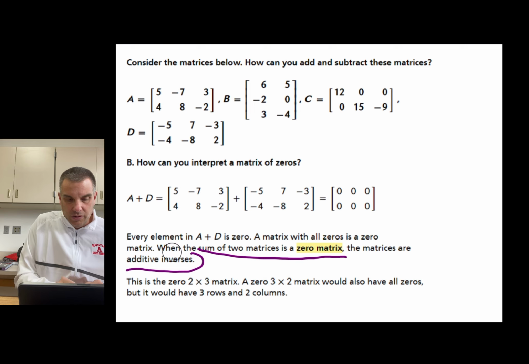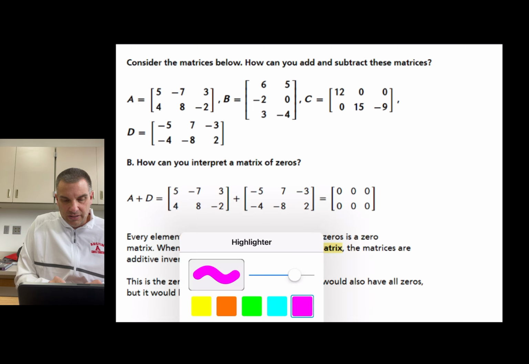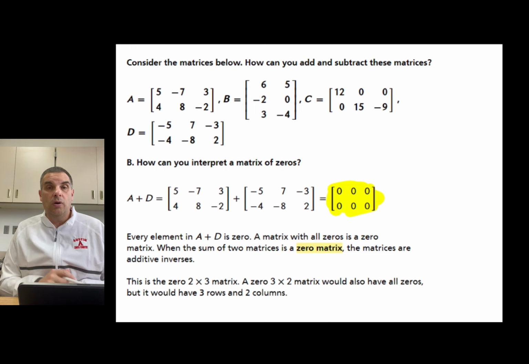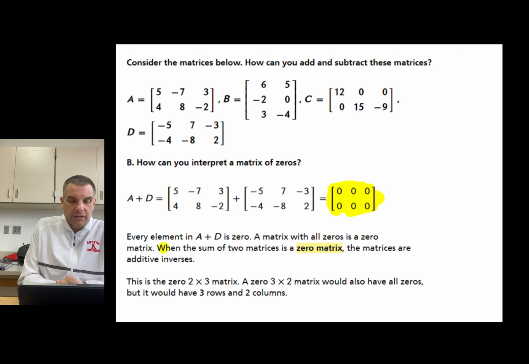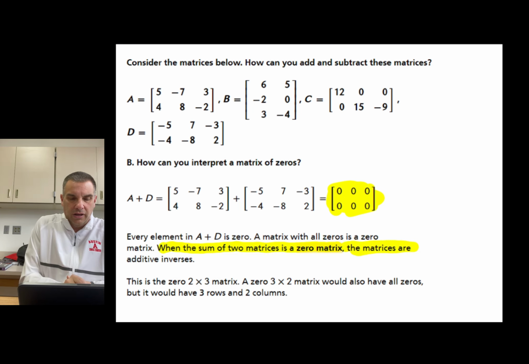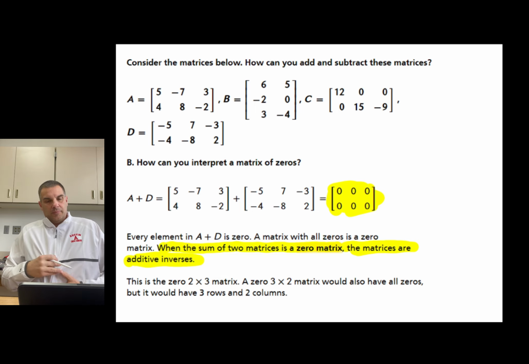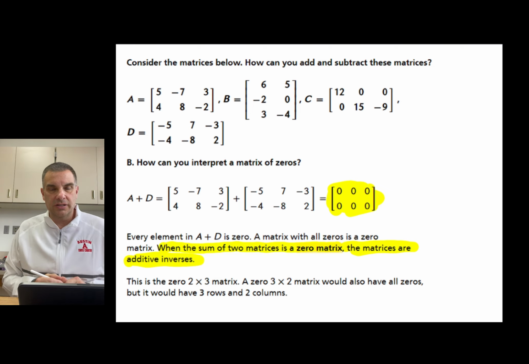There are two key words in here that you need to know and understand. The first one is what a zero matrix is. A zero matrix is just a matrix where all the elements are zeros. So when we take two matrices and get a zero matrix, those two matrices are what we call additive inverses of each other.